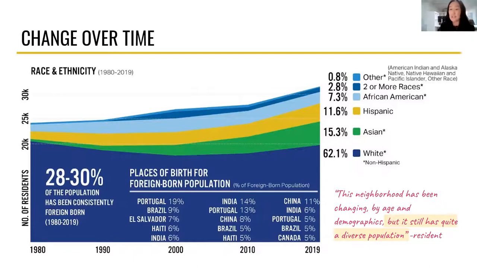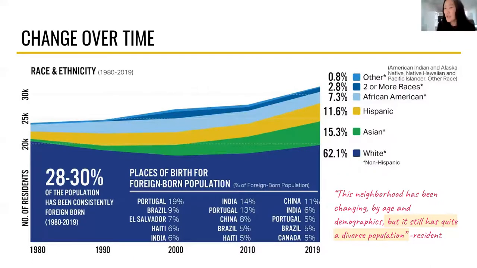So we know this is a destination for immigrants in the city. Over the last couple of decades, it has consistently been about 28 to 30% of the population of this neighborhood that is foreign born. What's interesting is that's basically the same percentage as the city of Cambridge, but the city of Cambridge as a whole has kind of caught up with this neighborhood. So now they are on par.